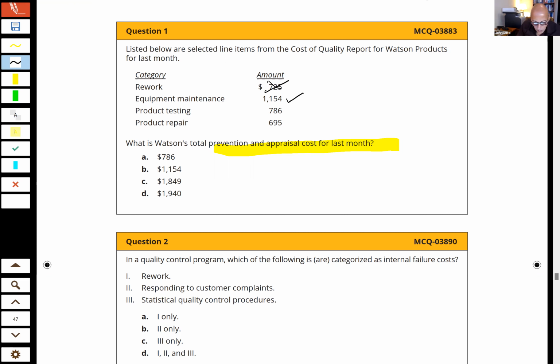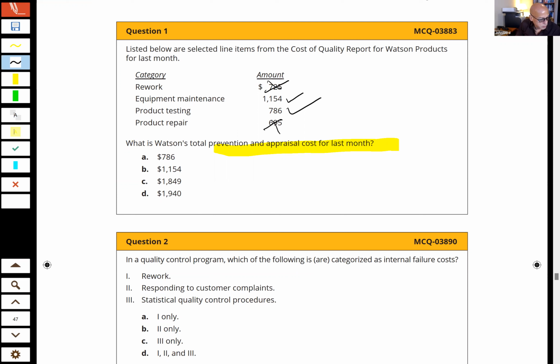How about product testing? You test the product to prevent whatever the bad thing is that's going to happen. So yes, that is. How about product repair? If you have to repair something, have you prevented anything from happening? No. Okay, so that was just a matter of picking those.